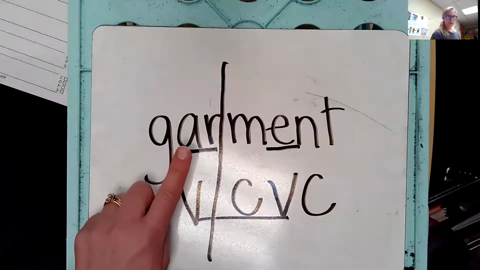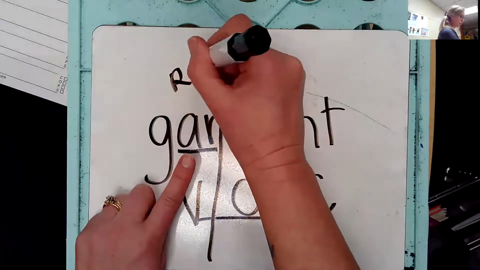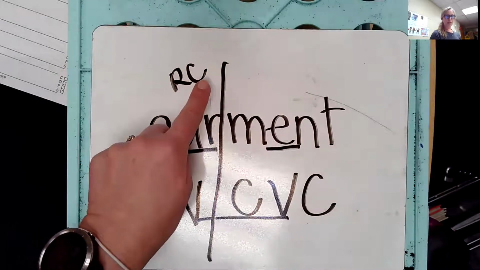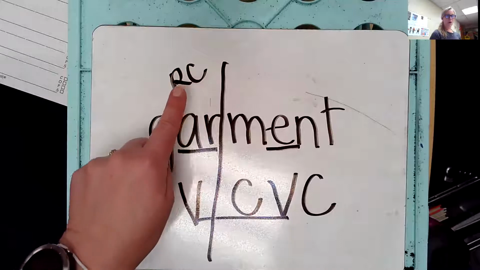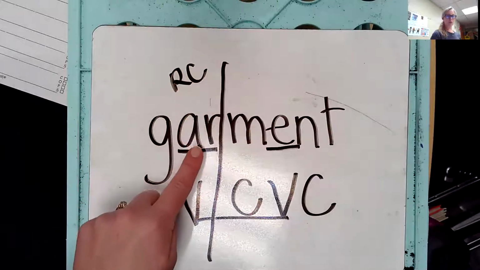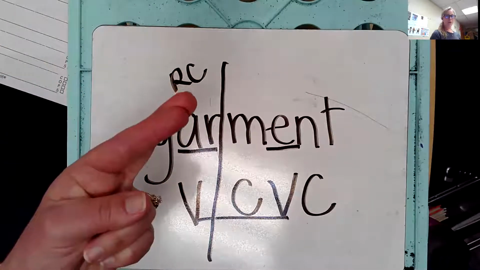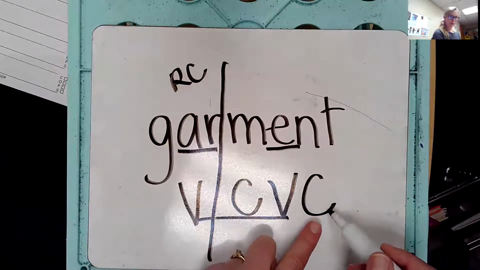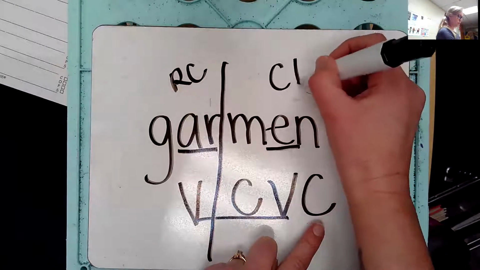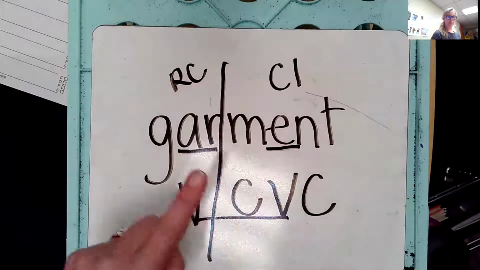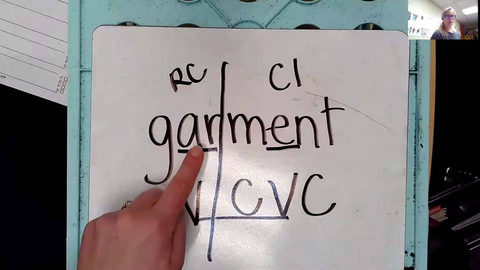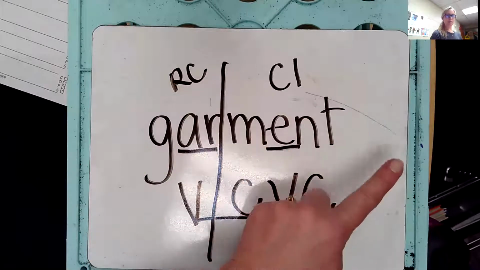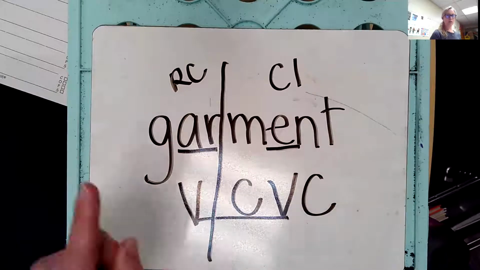Let's mark our syllable types. This is an R control. So mark it that way, R, and then C for control, R control. And we know this R control vowel pattern says R. Okay, go to the second syllable. We've got a vowel, then a consonant. That is a closed syllable. So we'll have a short vowel sound. Ready? G, R, gar, ment, ment, garment, garment.